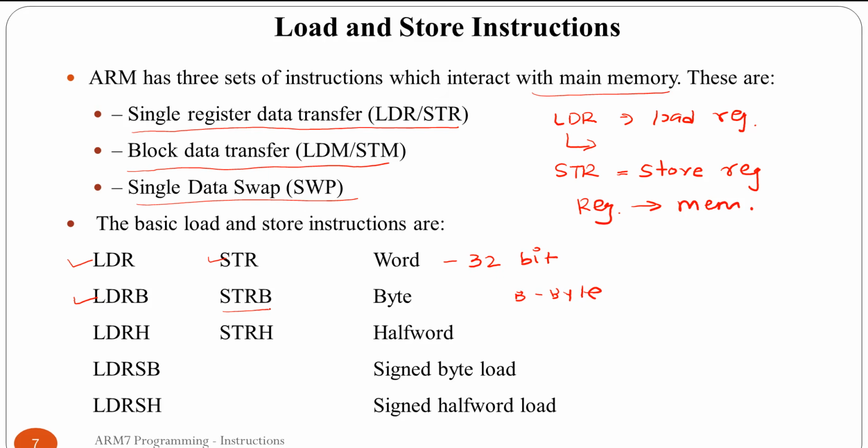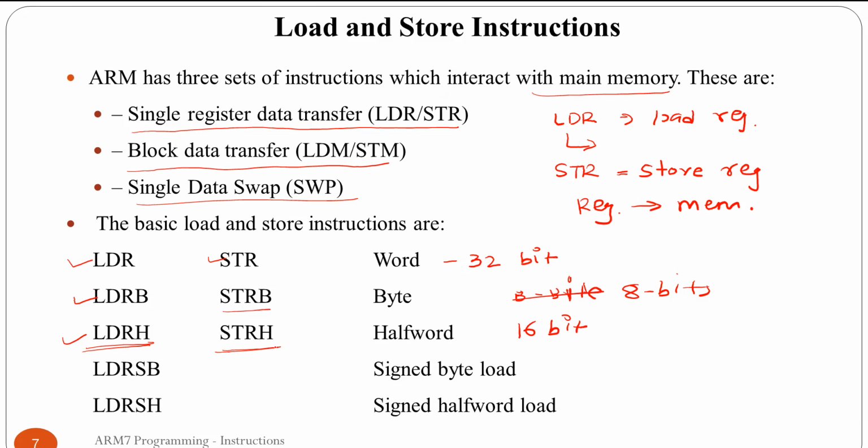Then we have half word. Half word is nothing but 16 bits of data. Sorry, the previous one is byte, this is 8 bit. So next is half word, which means 16 bits of data. Suppose you have to load a register with 16 bits of data, then this is possible with this instruction: load register half word, store register half word. So these instructions will copy only 16 bits of data.